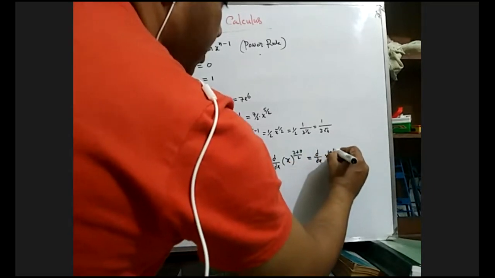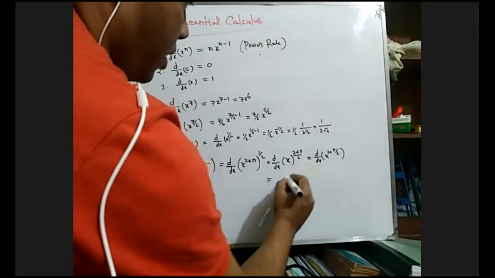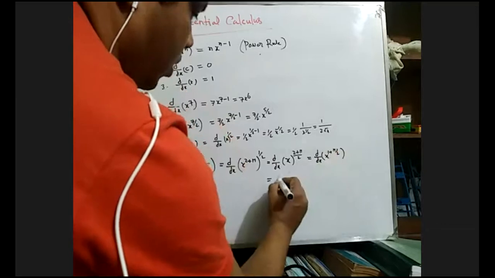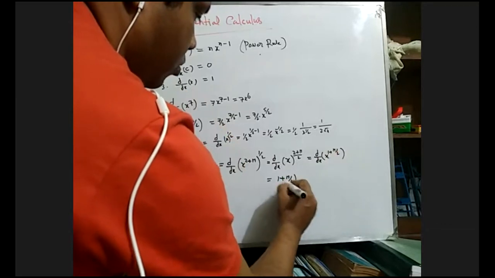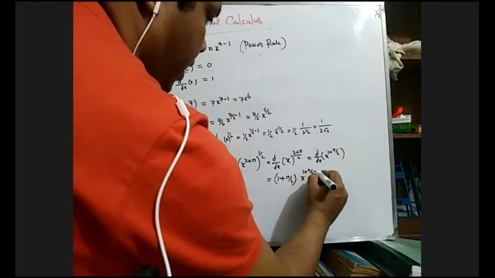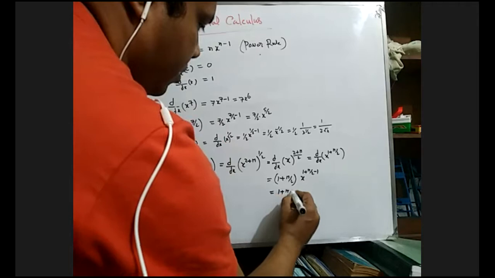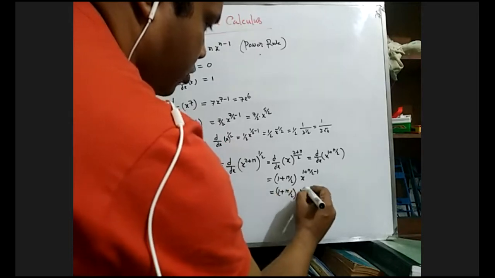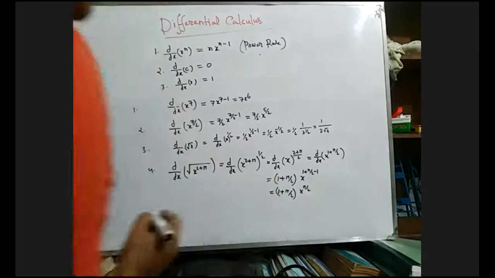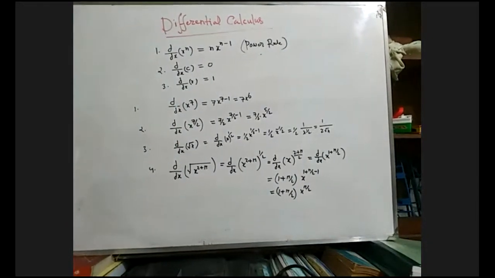Now this can be written as d/dx of x to the power 1 plus 5 by 2. So by using the power rule, n equals 1 plus 5 by 2, n into x to the power n minus 1. This means 1 plus 5 by 2 into x to the power 5 by 2. This is the result. Very easy, just using the power rule. This is the solution.